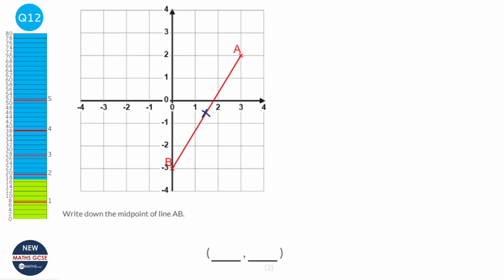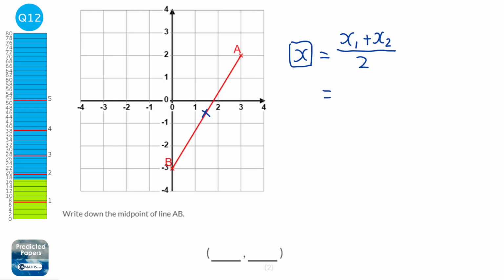The midpoint of a line is the halfway point, and we can see that it is roughly here. And there's a couple of different ways we can work this out. Either we can just look at the graph and try and work it out that way, or we can use the equation. Now the equation is, to find the midpoint for the x, we add the two x coordinates together and divide by 2. The x coordinate of A is 3, and at B it's 0. It's going to be 3 plus 0 divided by 2, which is 1.5. So we know that's going to be 1.5.